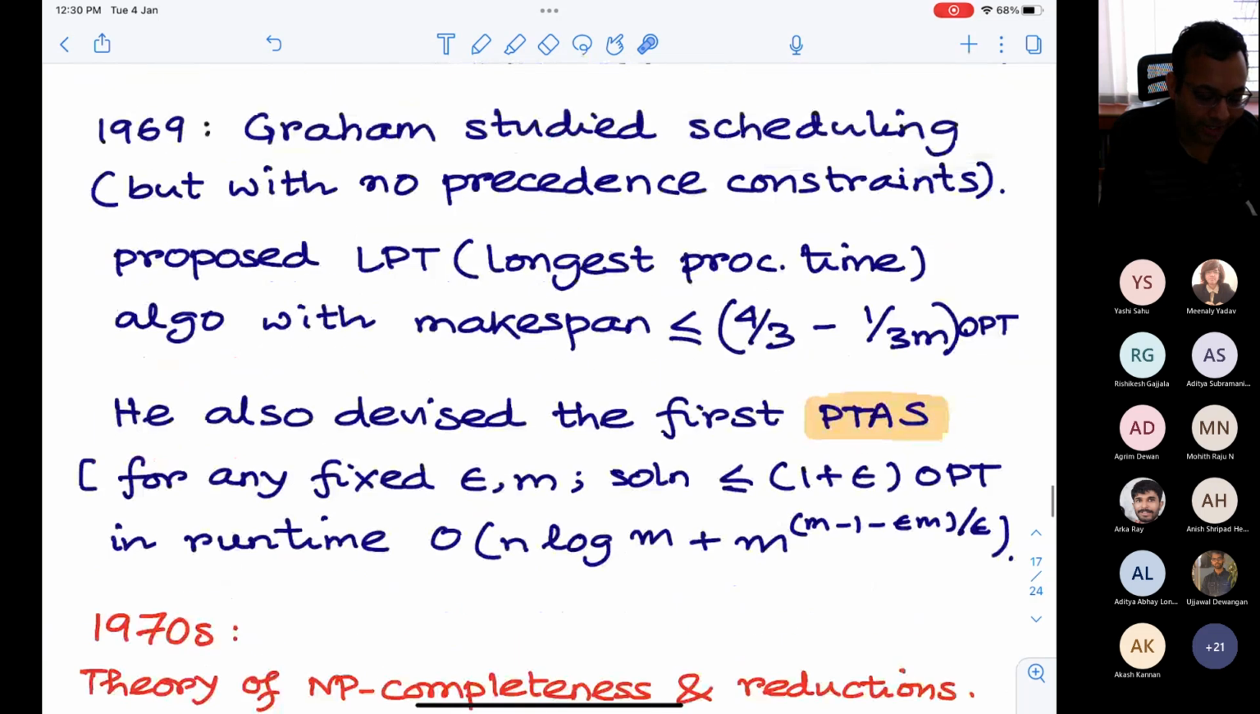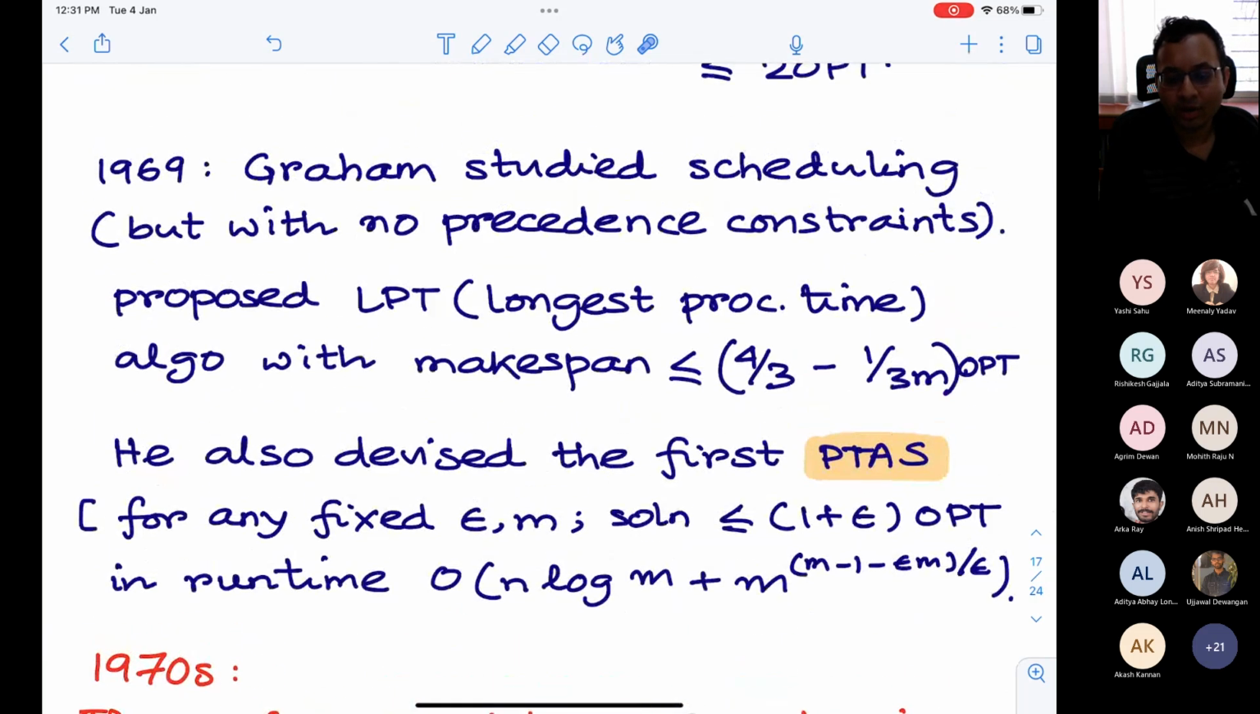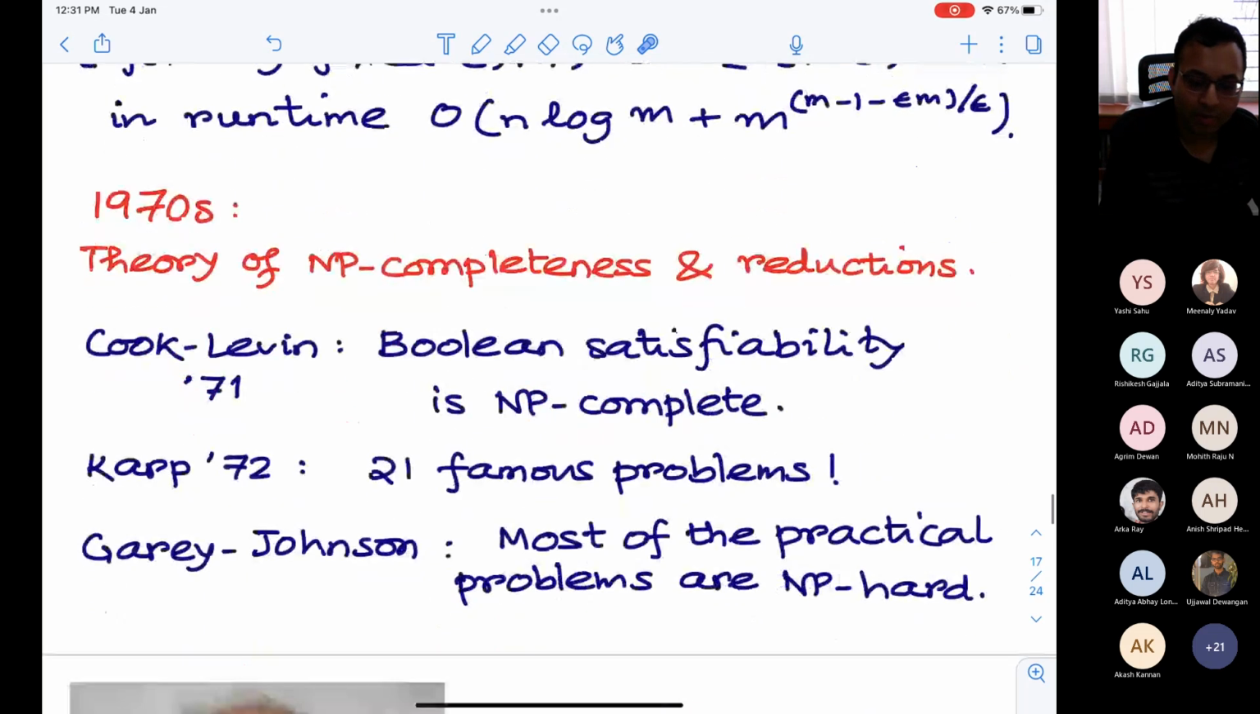So before this point, they were trying to solve this problem, but they did not know whether the problem can be solved easily or not. They were not able to find an efficient algorithm, so they found some approximation algorithms, but there was no proper theory of why it was hard. But then in the 70s, people came up with more theory.